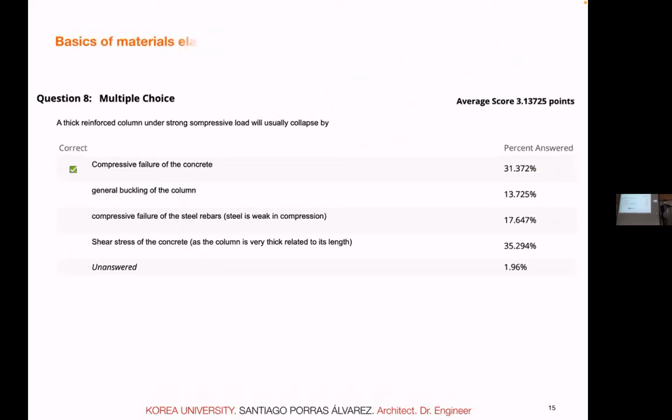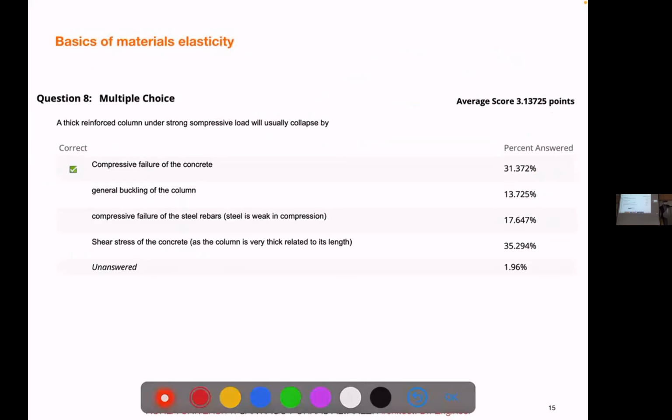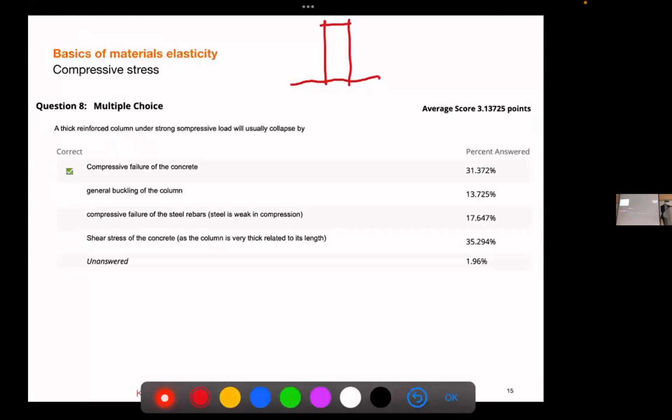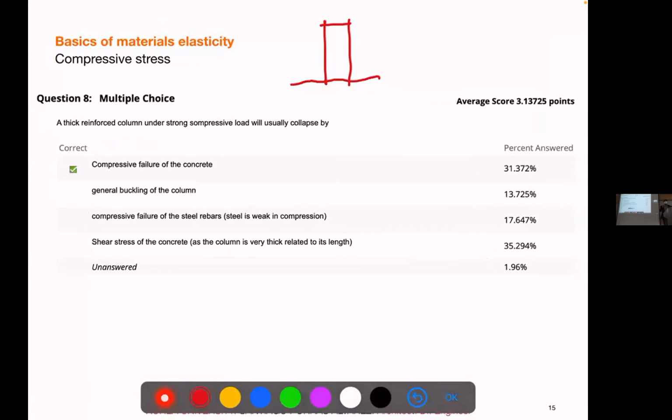One more, this was more painful. We have a thick column in compression. This is the multiple-choice question. So we have it compressed, right? Very thick column. How will it collapse?